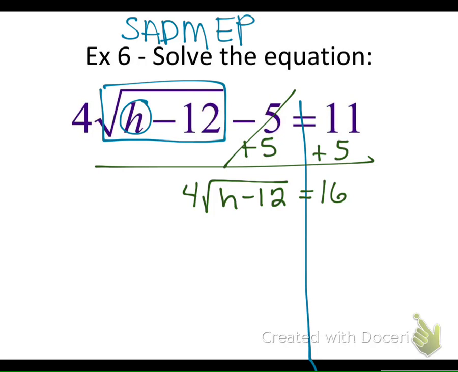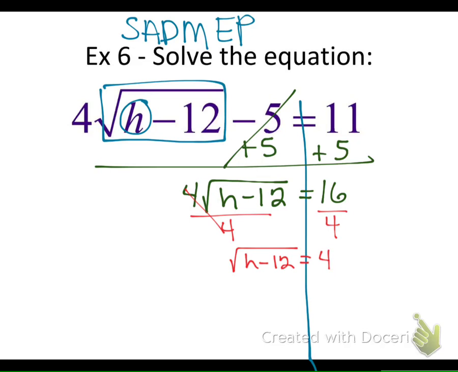Now, what do I get rid of? The 4. How so? Divide. Whatever I do to one side, I do to the other. So what do I bring down on my left side? Anybody? Square root h. Good. -12. And then on my right side? On down the right side. 4.